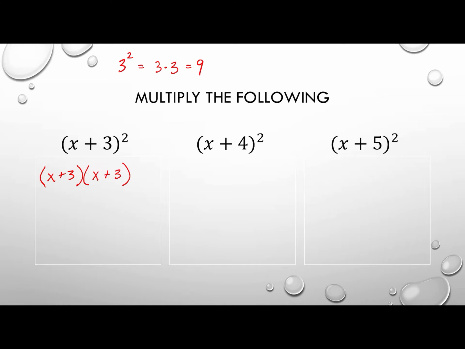So for this one, I could use FOIL. I'm actually going to save some time and use the shortcut, right? So I have a binomial times a binomial, so I'm going to take x squared is always going to be first, right? That's that first term. And then I have a 3x and a 3x. In other words, I have 3 plus 3. So the middle term is going to be 6x, right? This will be the result of 3x and 3x. And then my constant term is just going to be 9, right? The product of 3 and 3.